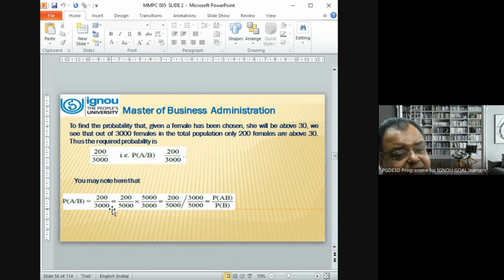By any mode, you are going to get the same answer. In the last line, different concepts have been used, but this is the answer. If you use the simple basic formula, you will get this. And if you use mathematical probability analysis, you will get this answer. But on simplification, the answer will be 200 by 3,000.